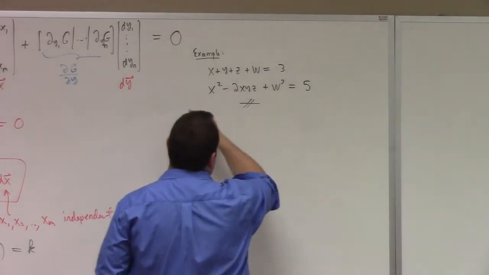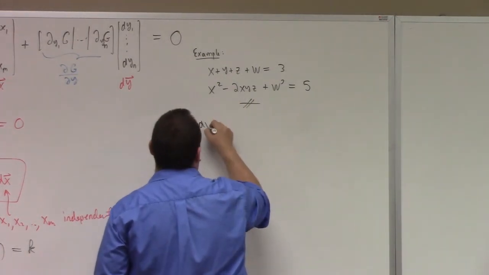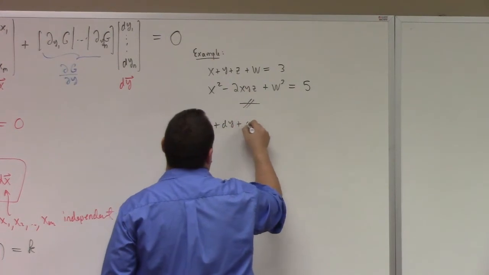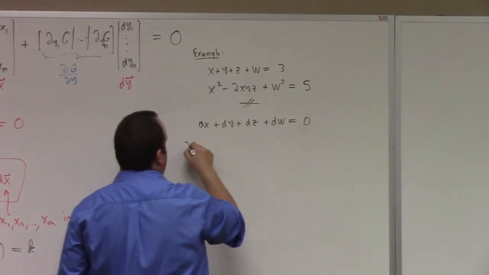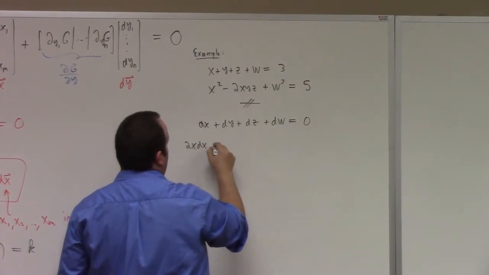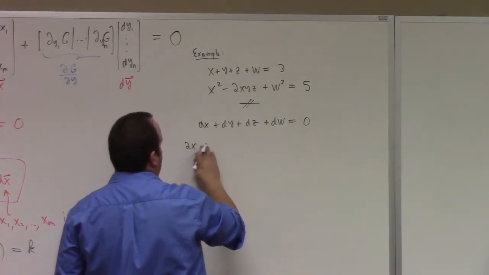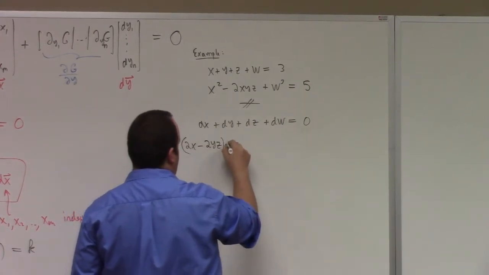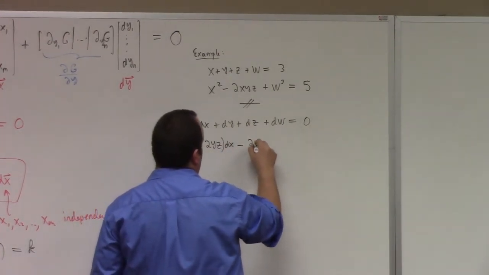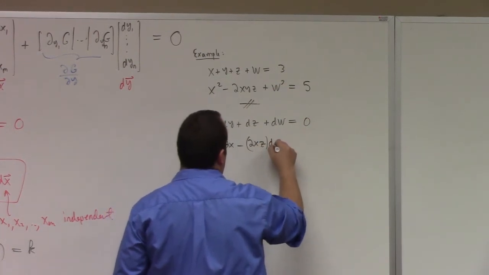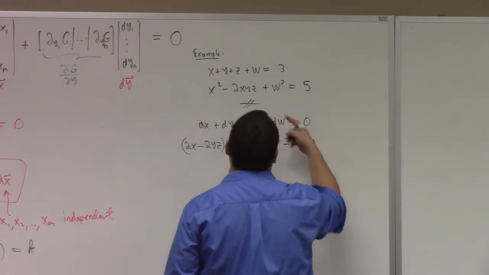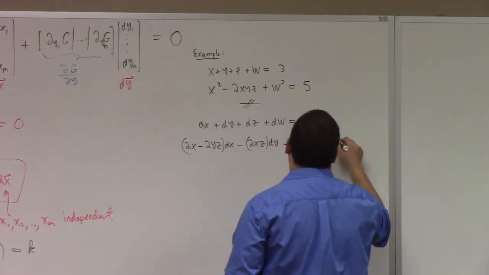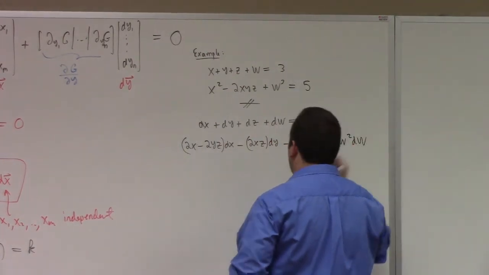you take the differential of both equations, you got dx plus dy plus dz plus dw is equal to 0. We've got 2x dx, oops, I can't differentiate. 2x minus what? Minus 2yz dx, right? Minus 2xz dy minus 2xy dz. Why did I make this so awful? I guess it's not too bad. 3w squared dw, right?